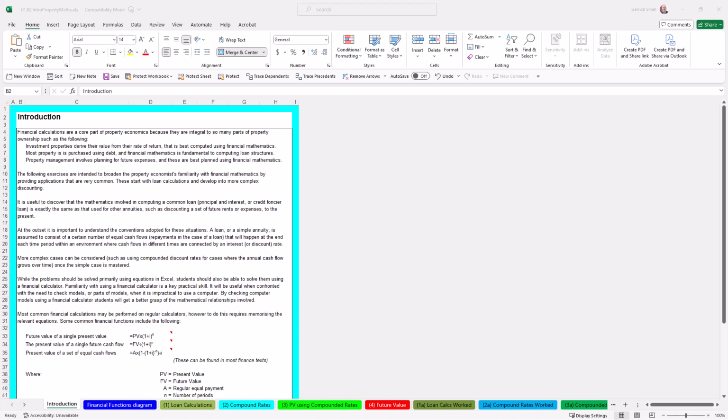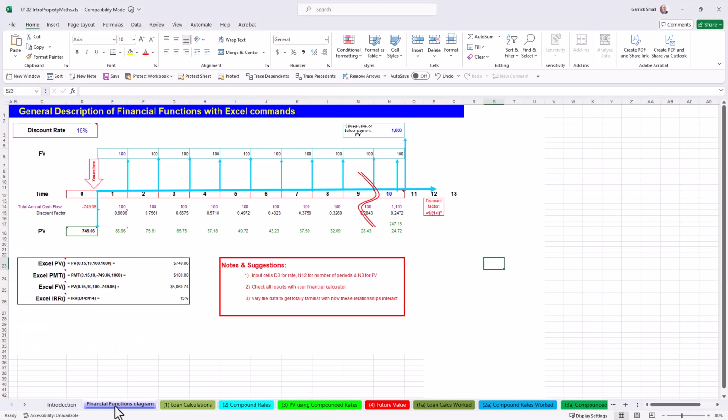Take a little bit of time now to download and open this spreadsheet if you haven't done it before, because you will find it very useful to be able to press the buttons as I press them in the exercise in this video, and that way you can see that it actually does work. Okay, so read through the introduction. Let's move to the financial functions diagram.